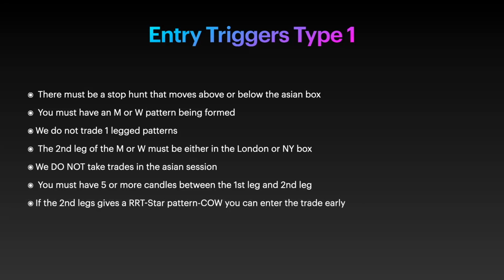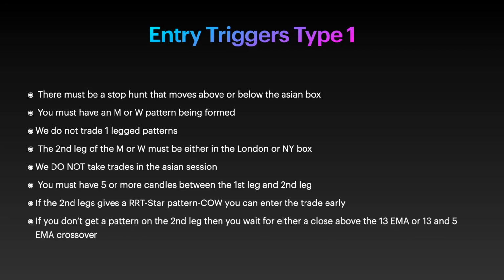If the second leg gives you a railroad track, a star pattern, or a quarter wood, you can enter the trade early. If you don't get that pattern on the second leg, meaning you don't get a railroad track, a star pattern, or a quarter wood, then you wait for either a close of the 13 EMA, so price basically closes above or below the 13 EMA, or you wait for the 13 and 5 EMA crossover. I'm going to show you what all this looks like on the chart so you know exactly what I'm talking about.